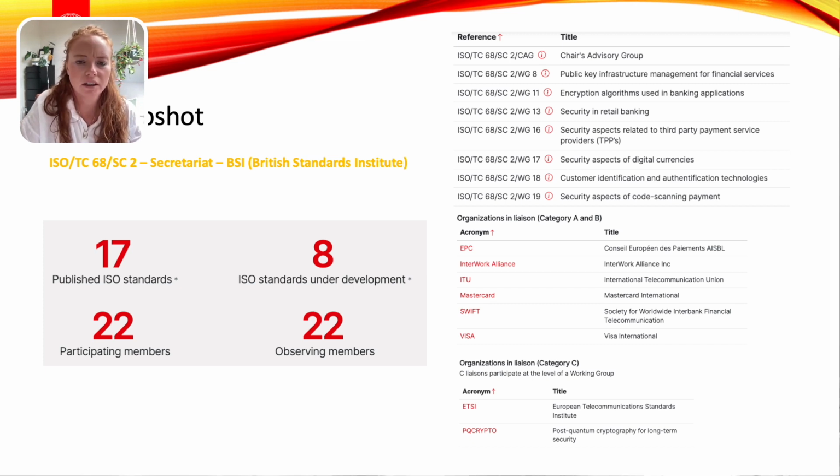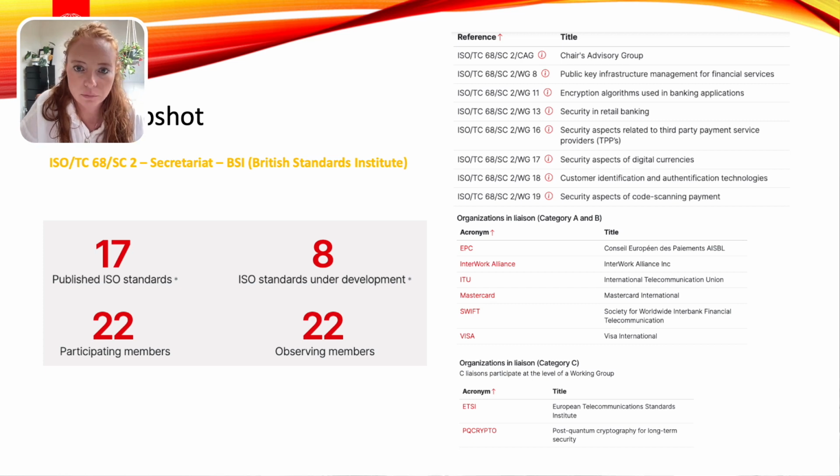On the right-hand side, you'll see the number of working groups that we have within SC2. My colleagues who will speak after me will talk in detail about the content and the topics and the trajectory of work within each of those working groups. But suffice to say, we are kept very, very busy with the content of these and ensuring successful publication of standards that will provide benefit to the worldwide financial services community.